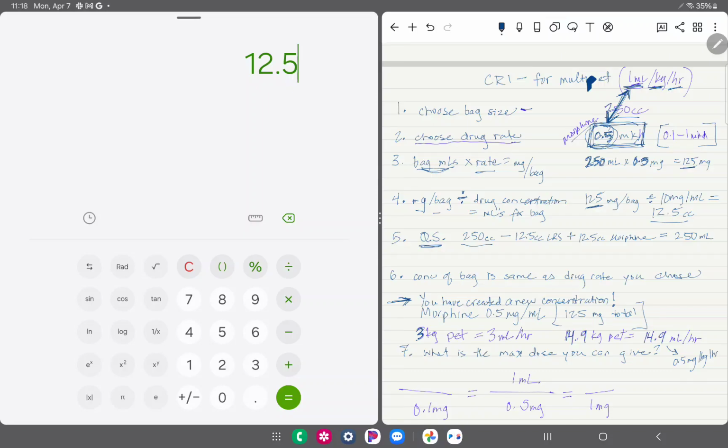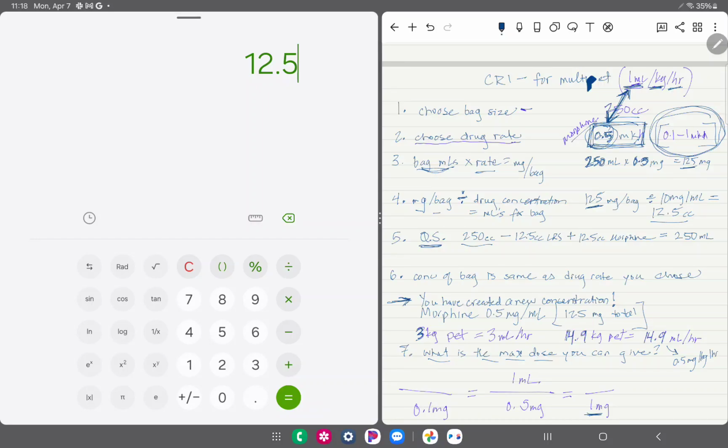Same thing. He's still getting that same amount. We've made those things equivalent. But now, like last time, what is the max dose you can give? And we've already said that it's 1 mcg, right? We go back up here. Plumb's said you can give 0.1 to 1 mcg per kg per hour.